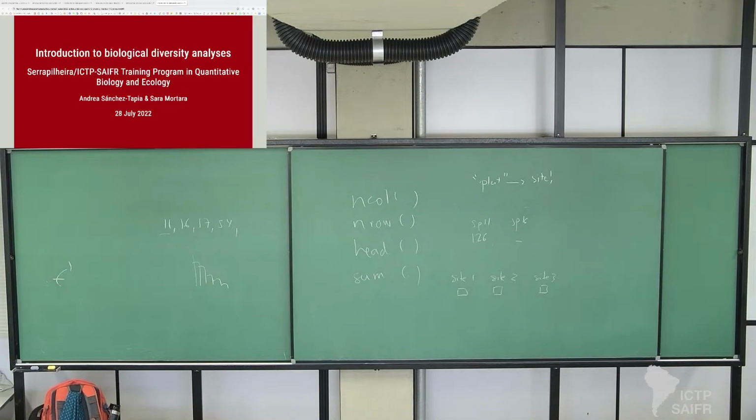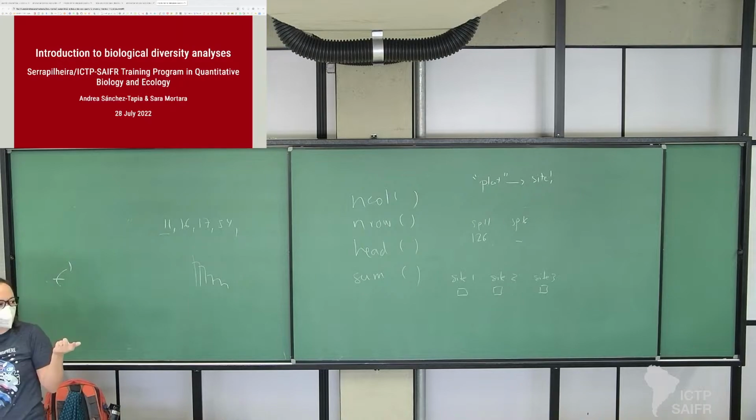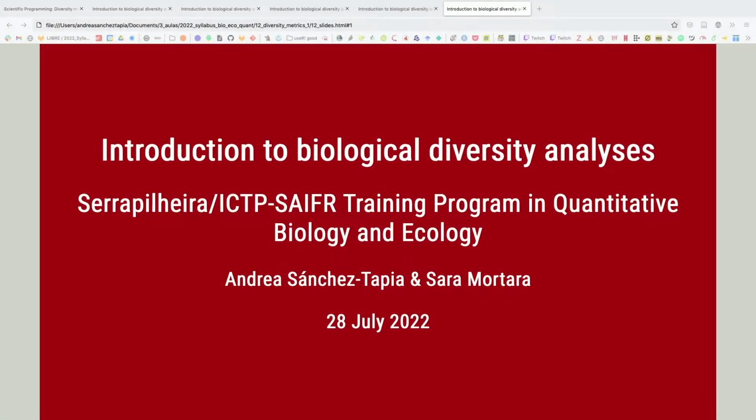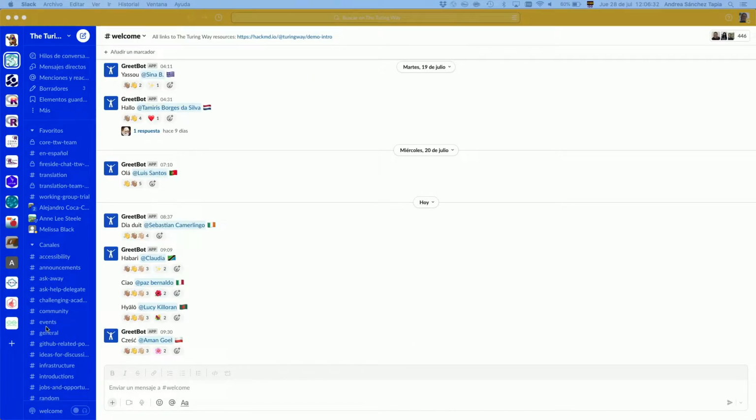How do you access this notepad? Oh, it's a link. How can I send you a link right now if it's not via Slack? I will send it via Slack. Is everybody more or less on the same page? So you're going to see my Slack. I don't have your Slack here.